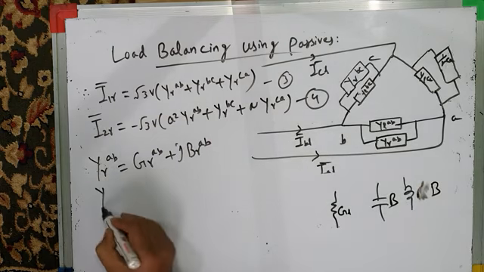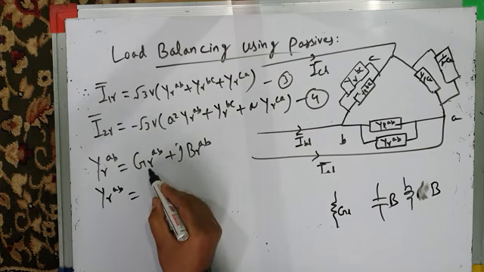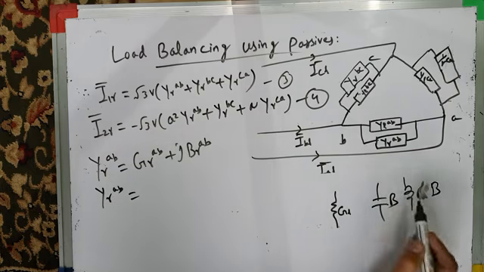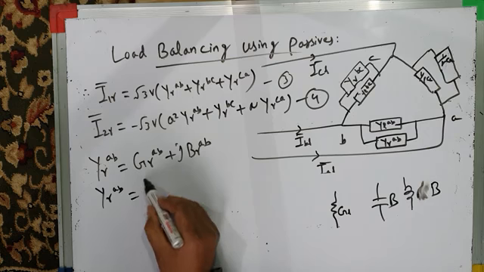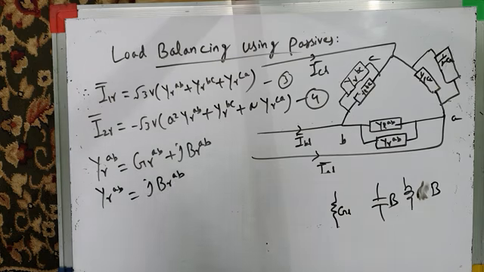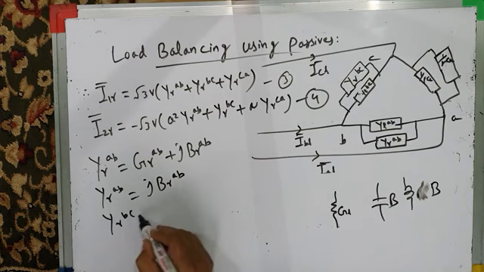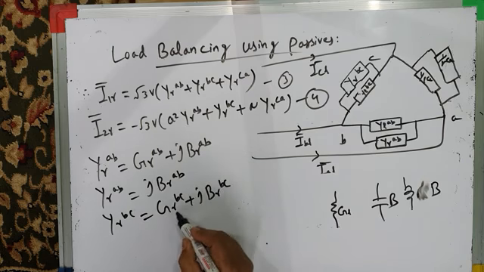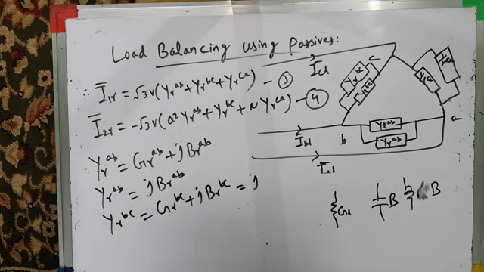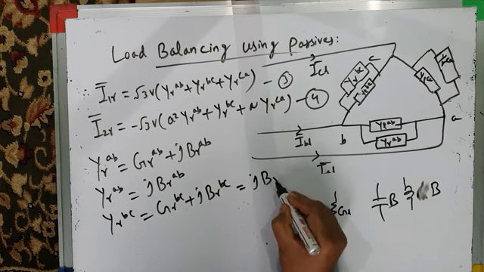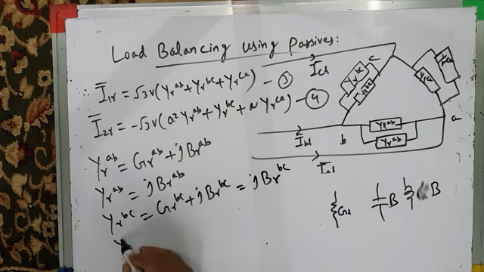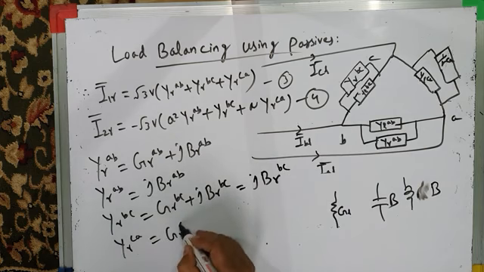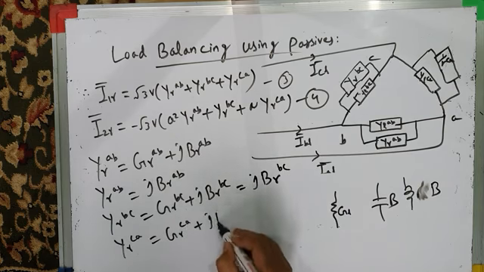So therefore, what is Y gamma AB? It does not have any conductance part because there is no resistance. It has only the susceptance part, j B gamma AB, right? Similarly, Y gamma BC is equal to G gamma BC plus j B gamma BC. G gamma BC is equal to zero, so it is purely reactive in nature. It will have only the susceptance part, j B gamma BC. And Y gamma CA is equal to conductance G gamma CA plus susceptance j B gamma CA. They don't have any conductance. They have only susceptance, j B gamma CA.